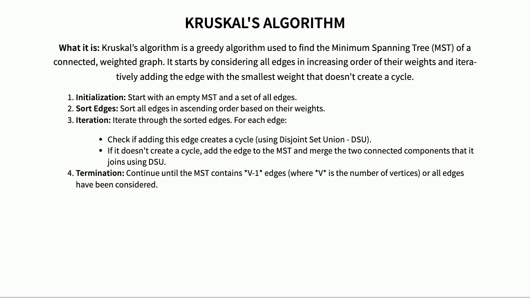Essentially, it's a greedy approach. We always pick the cheapest road available that doesn't create a loop, so no going back and forth between the same places. It starts by listing all possible connections in order of how much they cost, then works its way through them, adding each one if it doesn't make the network circular. The key is using something called disjoint set union to efficiently check for cycles as we build the tree.